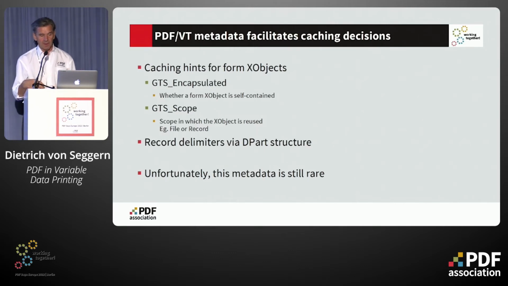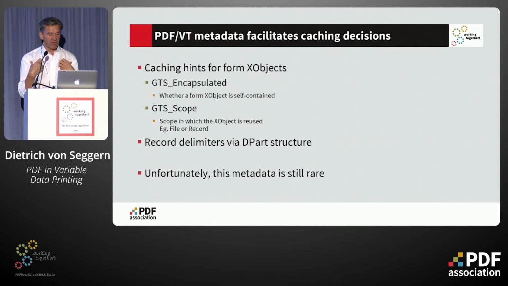PDF/VT is a subset standard that is based on PDF/X for that reason, and that is just the main thing in PDF/VT. VT stands for variable and transactional printing. The main thing here is it comes with metadata. So it allows a Form XObject to have some metadata saying I'm encapsulated, so I carry all the information that I need to draw something inside. So everything's fully encapsulated. And the other thing, it can say, I am reused.